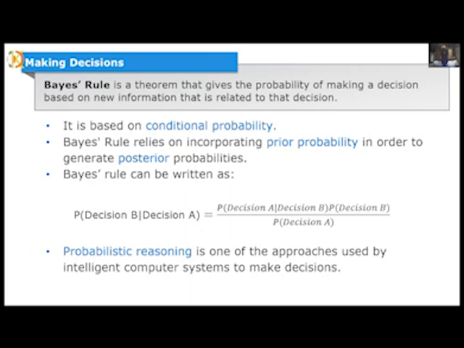Bayes' rule can be written as probability of making decision B given decision A equals probability of making decision A given decision B, multiplied by probability of making decision B, divided by probability of making decision A. So therefore, using probabilistic concepts, it's possible for us to make certain decisions.